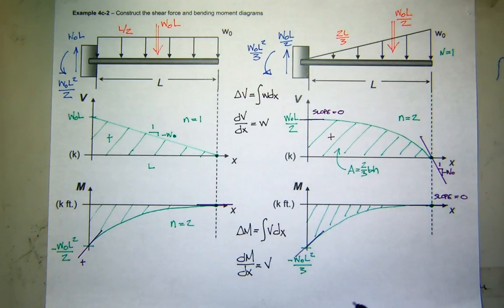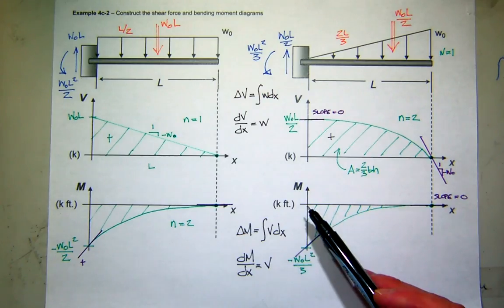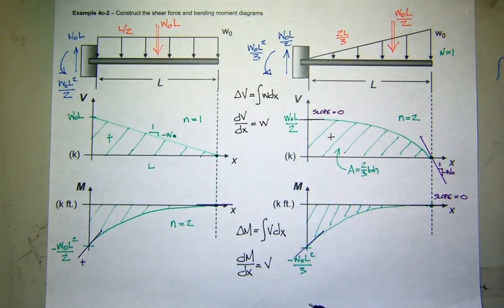So ultimate question, what's the maximum moment? Where does it occur? The maximum moment is a negative bending moment, W naught L squared over 3, and it occurs at the fixed connection. Questions about those? We're going to do quite a few more.